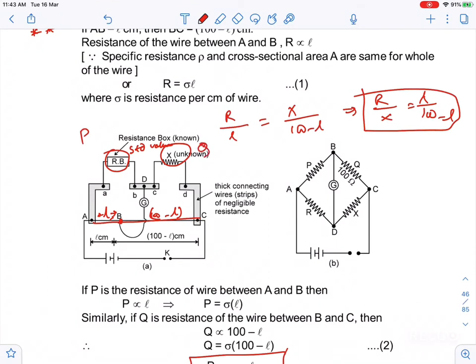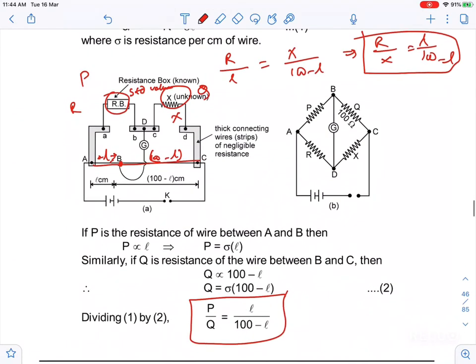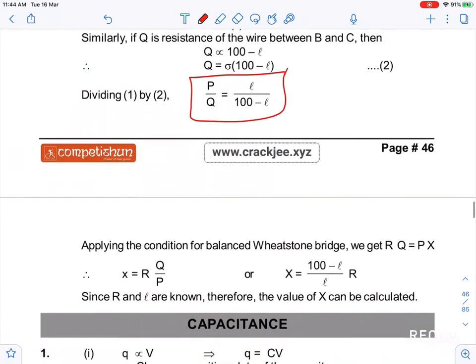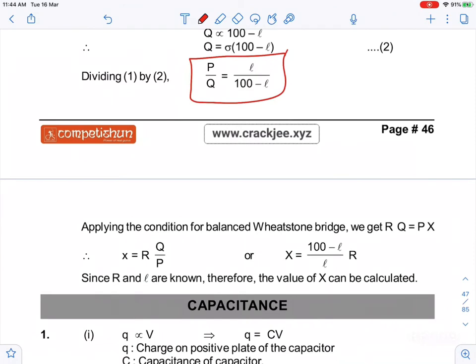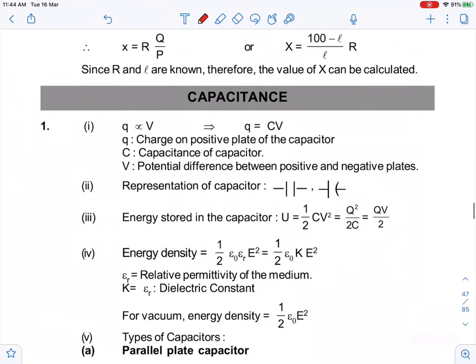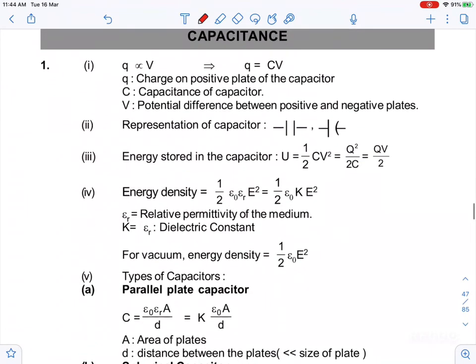They have taken this as P and this as Q, and I have taken this as R and this as X. So R by X is L by 100 minus L, or P by Q is L by 100 minus L. This is the condition: the meter bridge works on the principle of a balanced Wheatstone bridge. Now the next topic is capacitance.